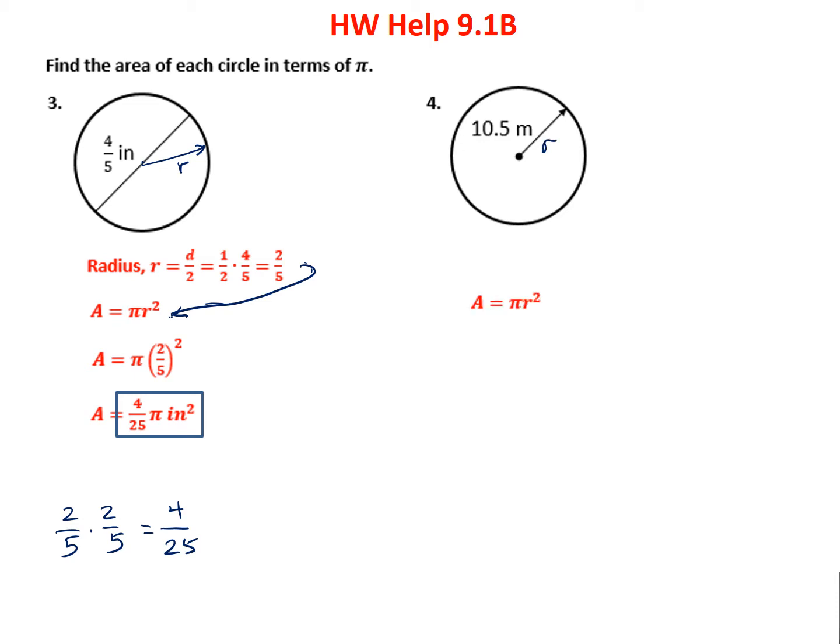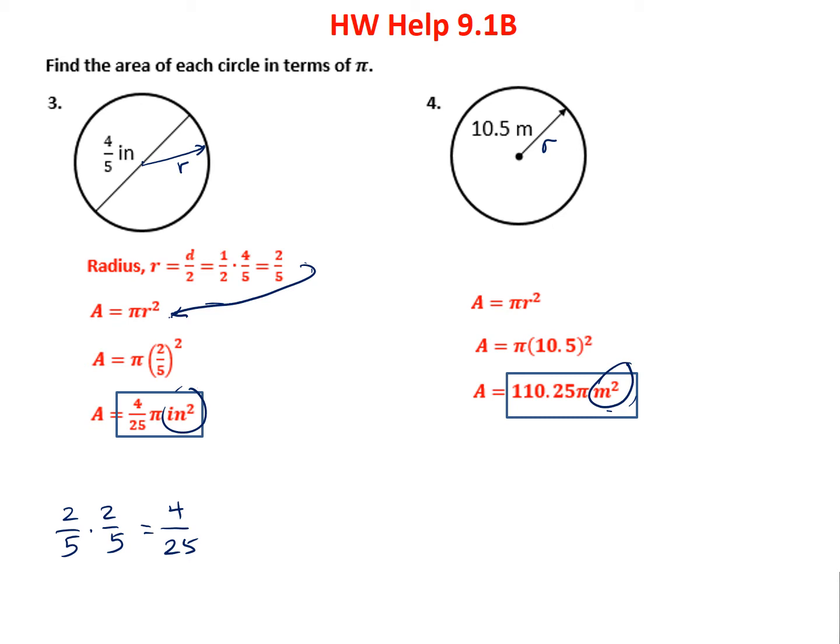On the next one, they give us the radius, so we don't have to do that calculation. The area is pi r squared, so we put 10.5 in for r, and 10.5 squared is 110.25 pi meters squared. Notice again on both of these, our units are square because we're doing area, all right?